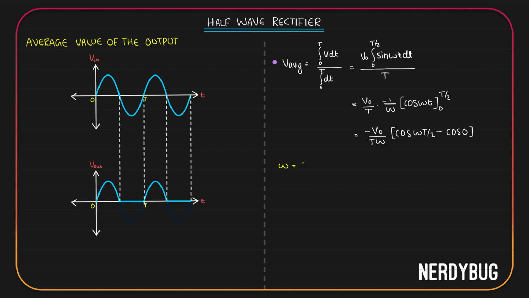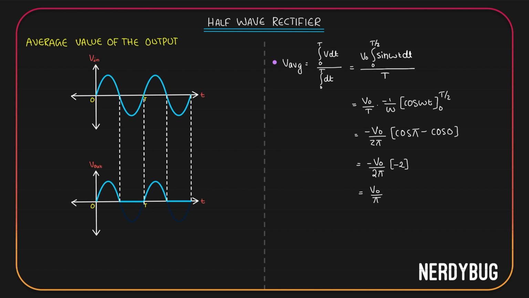Now we know omega is 2 pi by T. So omega T divided by 2 will be pi. Over here we need cos of omega T by 2. It is simply cos of pi. Since omega is 2 pi by T, T multiplied by omega is 2 pi. Now minus V naught divided by 2 pi, cos of pi is minus 1, minus cos of 0 is minus 1. Minus 1 minus 1 becomes minus 2. Minus and minus can be cancelled. 2 and 2 can be cancelled. So this becomes V naught divided by pi.